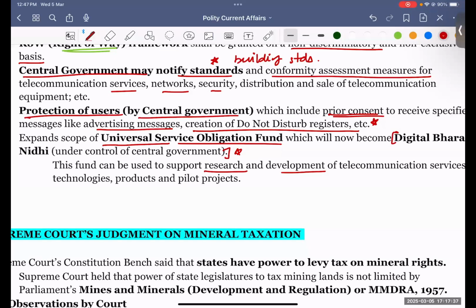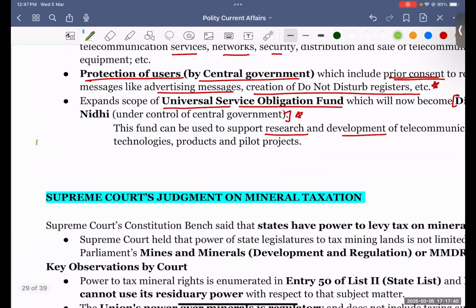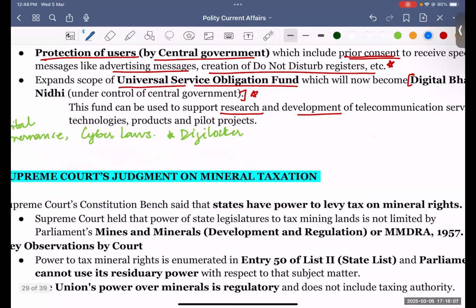Okay, so why is it important? Because it talks about digital governance, cyber laws. Okay, the UPSC has asked about DigiLocker, right? And data privacy, the digital key, private key, public key, all of those things. So here, what else becomes important, guys? IT Act. Also the DPDP Act.